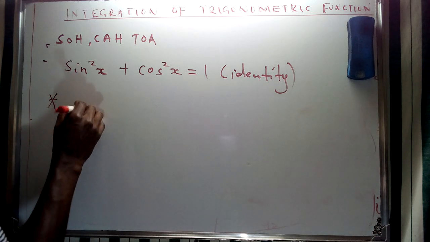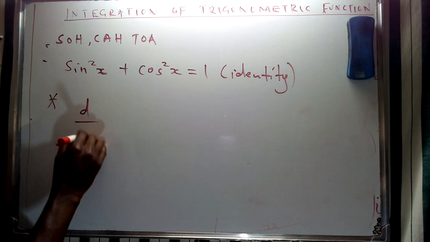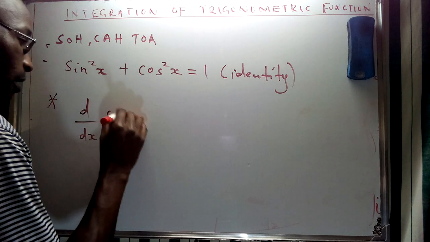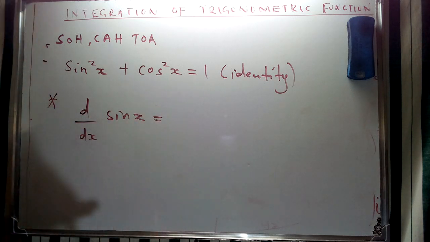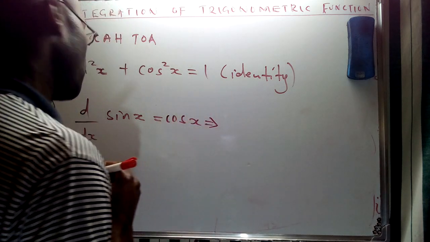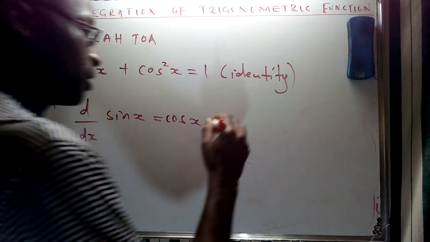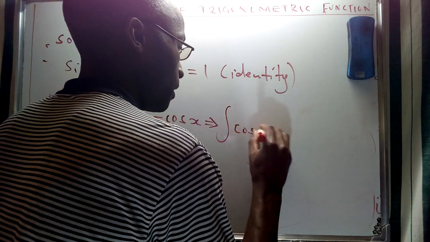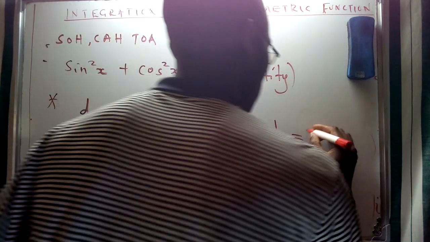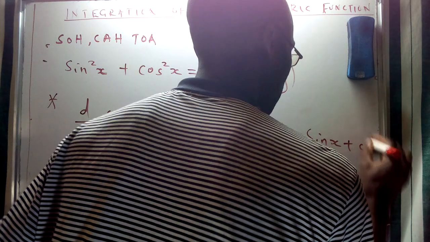Now we had said in our discussion on derivatives that d over dx of the sine of x is equivalent to the cosine of x. So from this one it implies that the integral of the cosine of x dx is going to be what we refer to as the sine of x plus c.